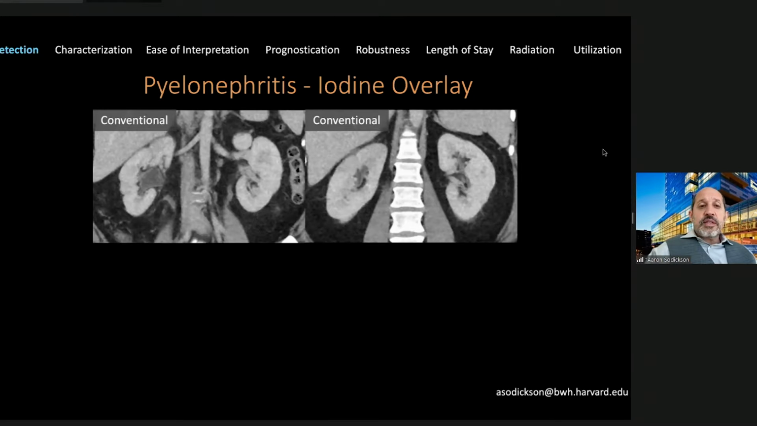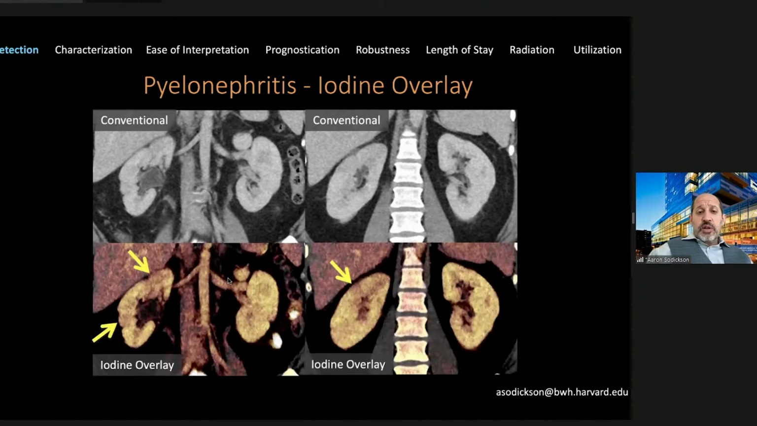Pyelonephritis is a nice use for this technology. Here, if you're paying attention, you can see a little bit of subtle urothelial enhancement in the renal pelvis here. Does this patient have changes of pyelonephritis? Hard to tell until we turn on the iodine overlay images, and we can much more easily see the differential enhancement throughout this right kidney, indicating that we have not just pyelitis, but pyelonephritis.